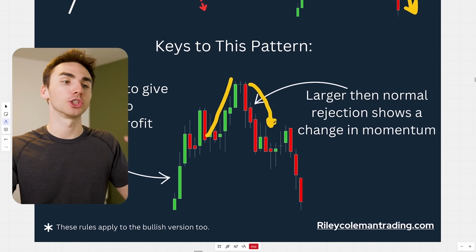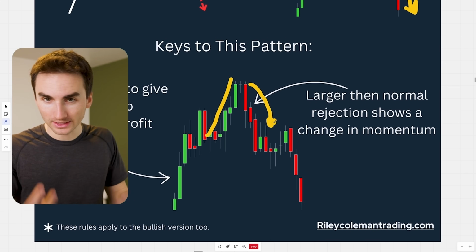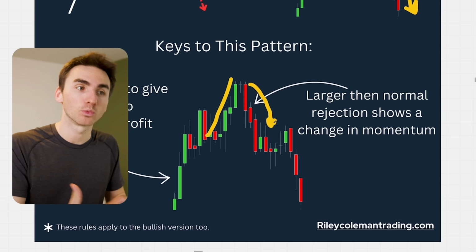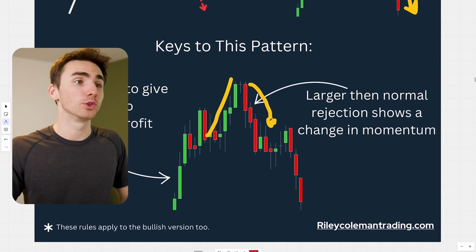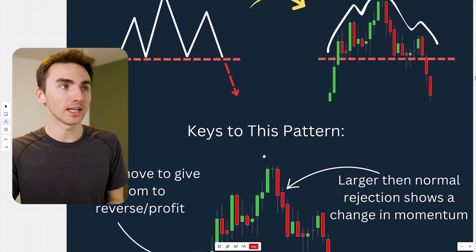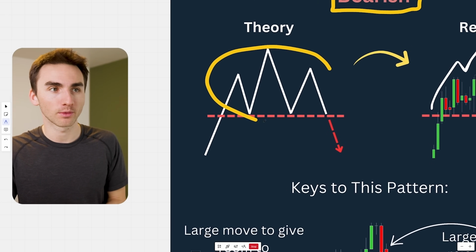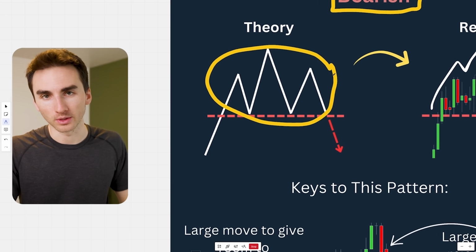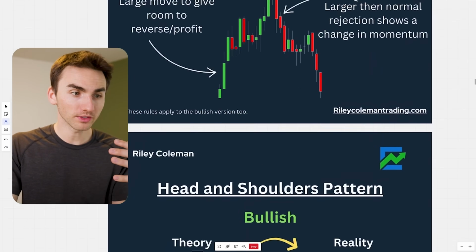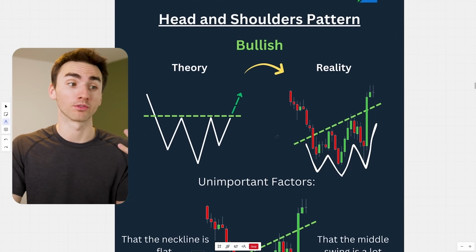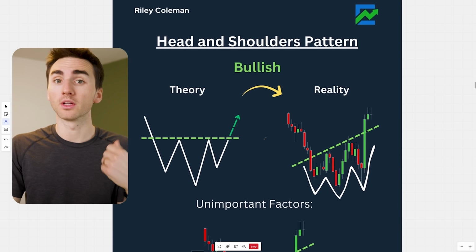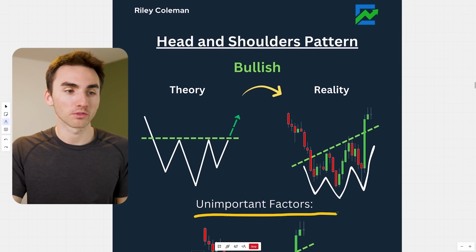And so that really shows that the market is starting to shift. And that's what you want to be doing with these patterns, is you want to be reading into what the candles look like versus just saying, okay, well, it's kind of fitting the theory here. And so to shift to what this looks like in more of a reversal, bullish to the long side, and also some unimportant factors.